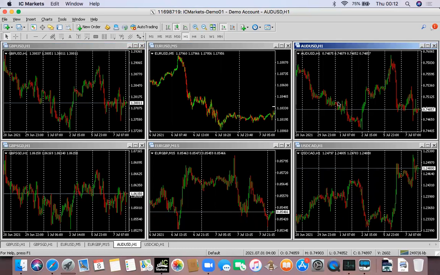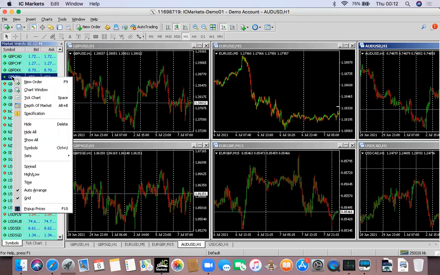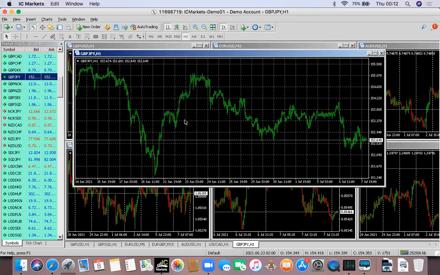No, I see them at the bottom, but how do you get them to pop up on your actual screen, like to get all those pairs to pop up? You click here, and then you select a pair and right click, then chart windows. You have them here. And then you just overlap them. You just put them on top of each other.